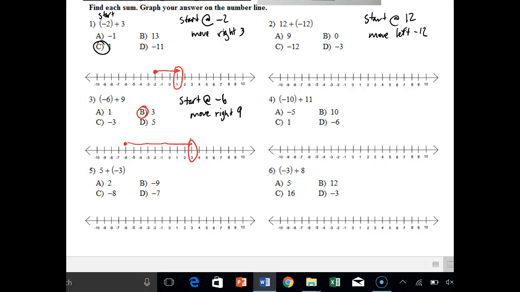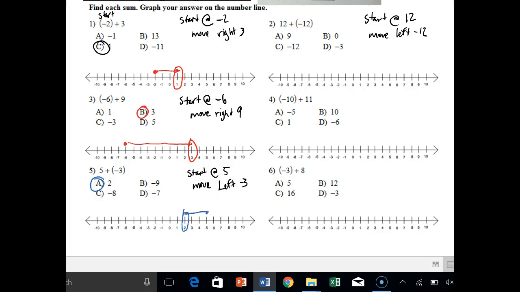Okay. Number 5, start at 5, move, this is negative now, left, negative 3. I moved left because it was negative. So I'm going to start at 5, move left negative 3 times. 1, 2, 3. So I stop there at 2. Sorry, 3 times. All right, so my answer is 2. Don't forget to circle your answers, please.